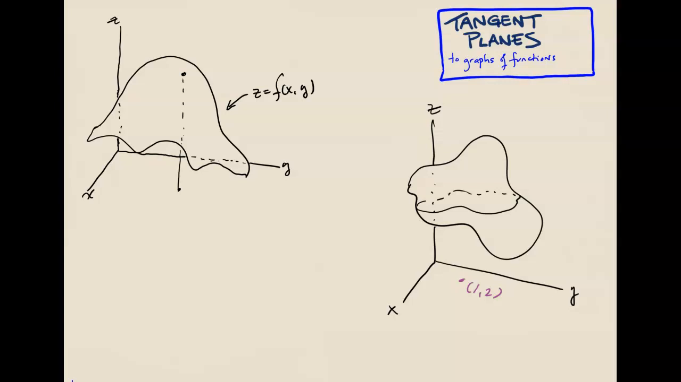What would f of 1, 2 be? Would it be, say, this point right here, or would it be this point? This is not the graph of a function because for one input we have multiple outputs. So that's not what we're talking about here. We're just talking about the graph of a function where for each input we get one output. So we get a nice, simple surface. So let's get that other picture out of the way.